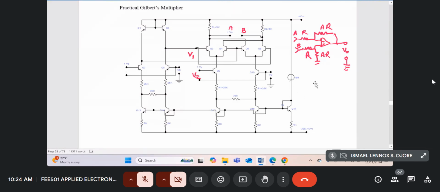What will the current be? So the current will just be IBB/2. So this current over here will just be IBB. And the voltage at the base of Q17, I think it's VP, is not very clear. This voltage here, VP, will be equal to what? It will be equal to 4K times IBB plus VBE of Q17.